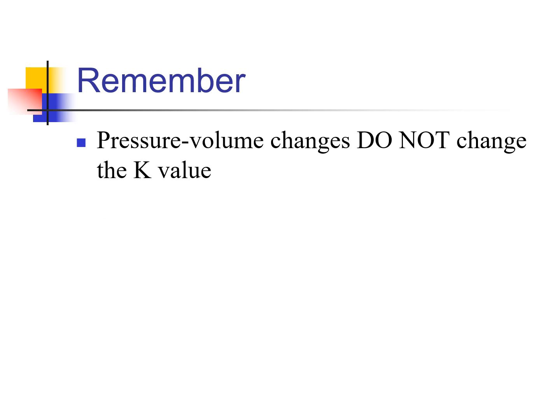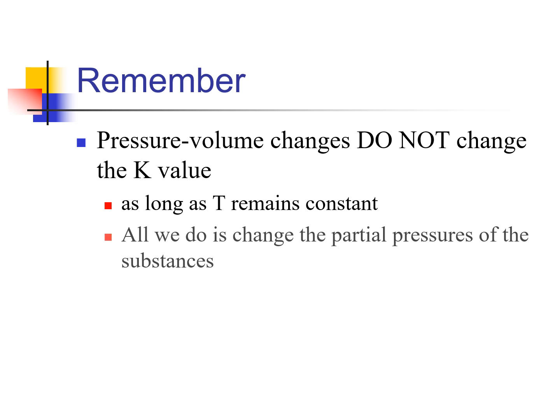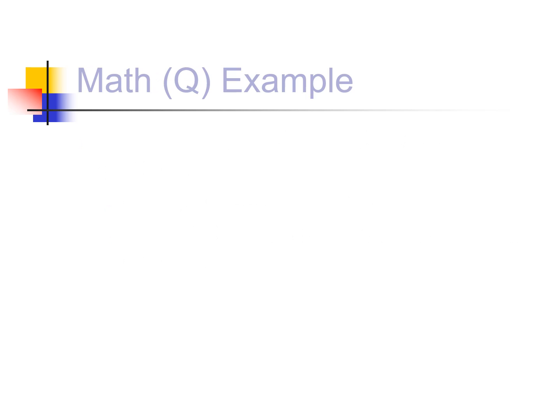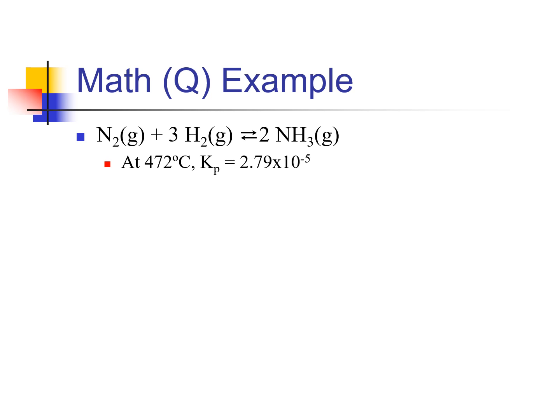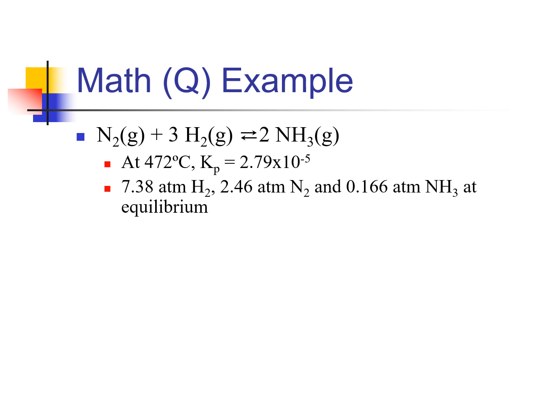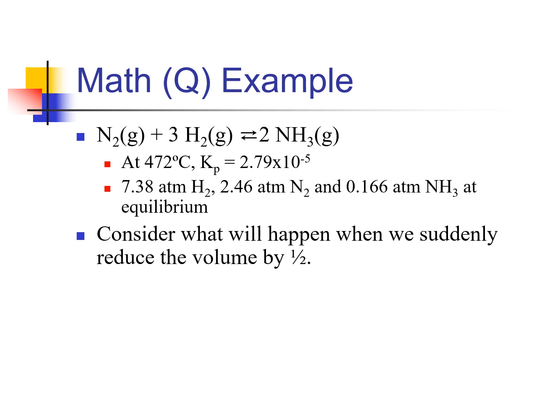Now, just as a reminder, pressure volume changes do not change K. As long as temperature stays the same, K remains the same. All we're doing is shifting partial pressures. So here's another way to look at this through the reaction quotient. Same reaction, here's the K, and we're saying this is the amounts that we have at equilibrium. That's what we're provided.